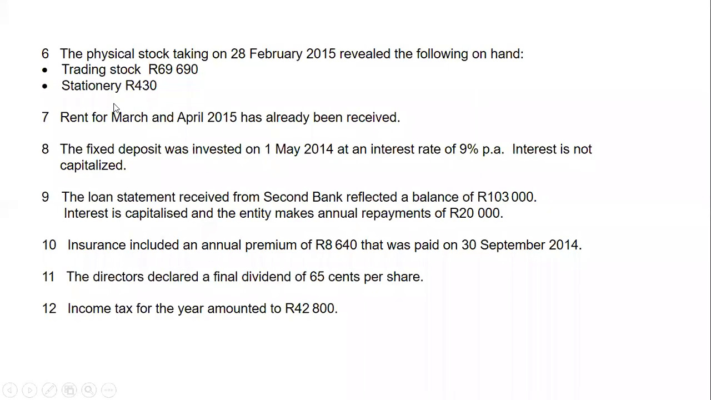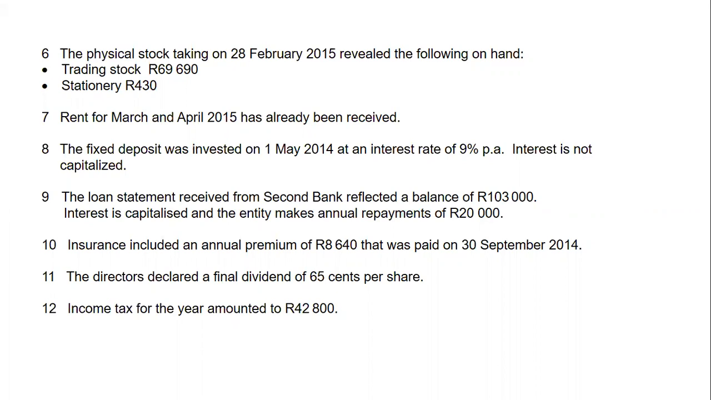Okay, the next transaction says a loan statement received from second bank reflected a balance of 103. So this is the closing balance that is reflected in the loan statement we're receiving from second bank. And then it says interest is capitalized and the entity makes annual repayments of 20,000. When they say interest is capitalized, it means it's added to the original value of the loan. So you will not have an accrued expense which relates to interest on loan in this case. We make annual repayments of 20,000 rand.